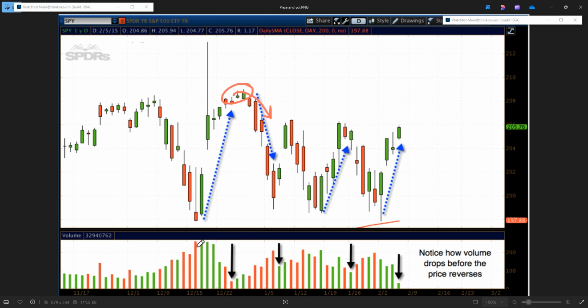Okay, this tells me the buyers are leaving, they're losing interest, they're taking their profits, maybe because they see this resistance level. Whatever the reason is, buyers are drying up. This leads to exhaustion, it leads to rolling over, it leads to reversals. So you have to pay attention. If you're in calls here and you start to see the volume drop, you need to make plans to exit your trade.